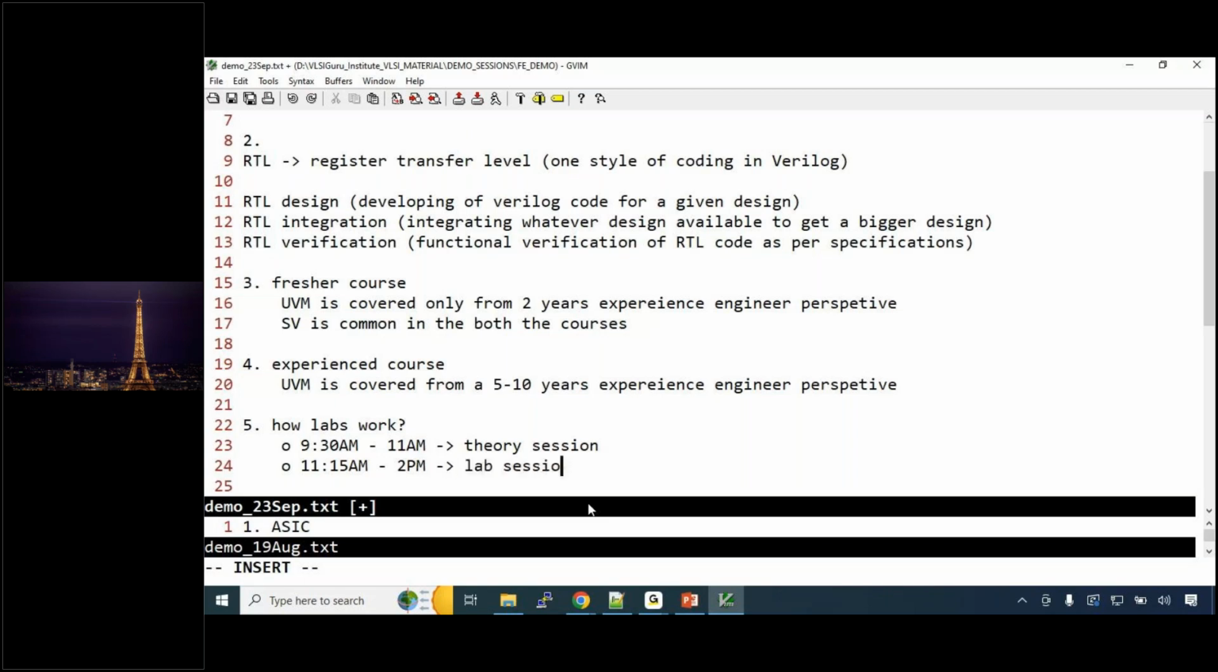Until 2 p.m., the lab session will happen. This is the schedule for every course. You take Verilog, SystemVerilog, UVM, any course you take, we do it this way. Same day theory session, same day lab session. If I do only 4 hours of theory, you cannot remember so much. It becomes very exhausting. So that is how the course is always planned.